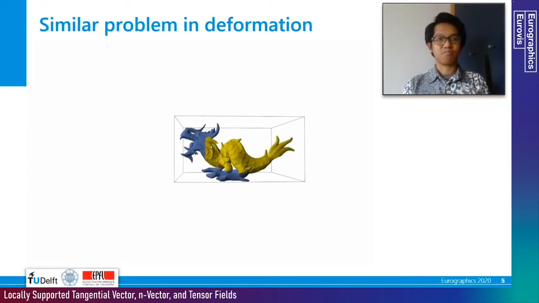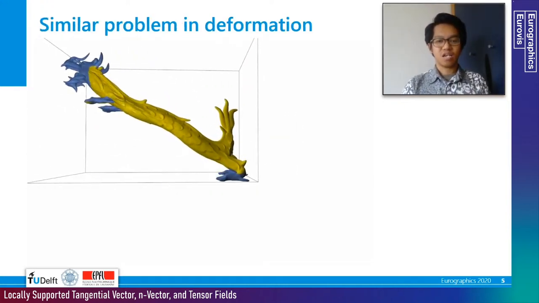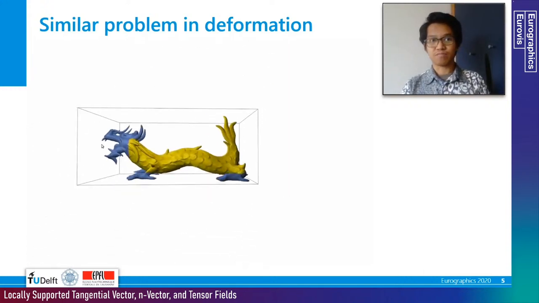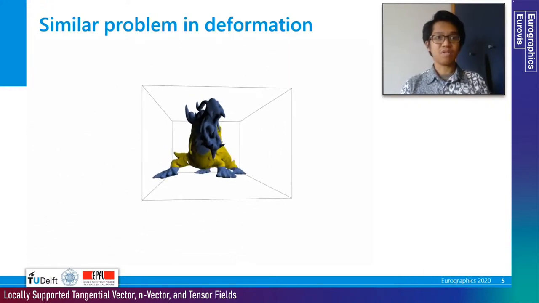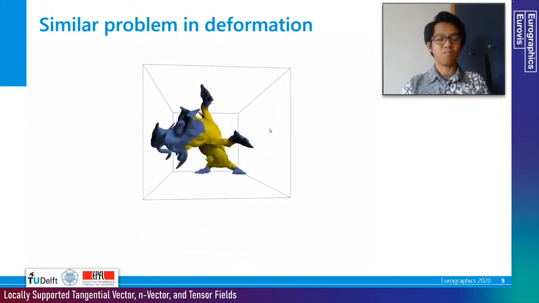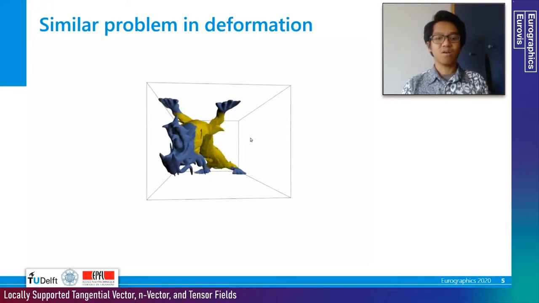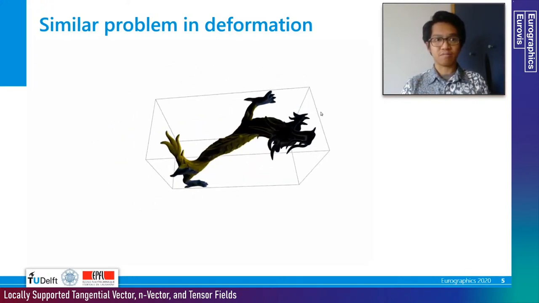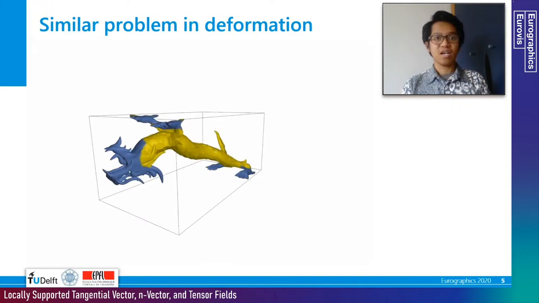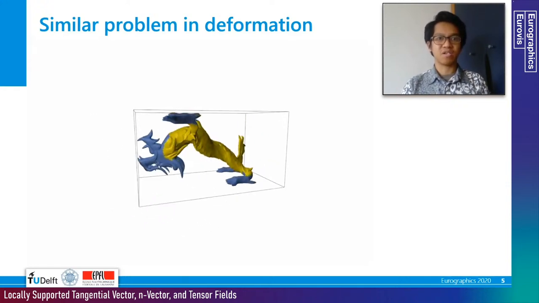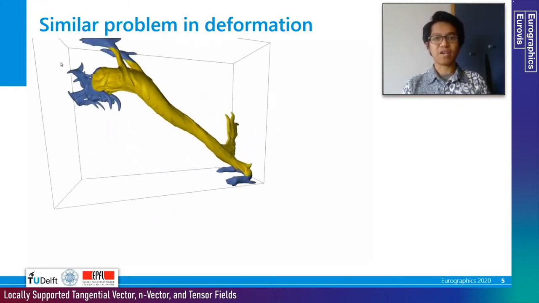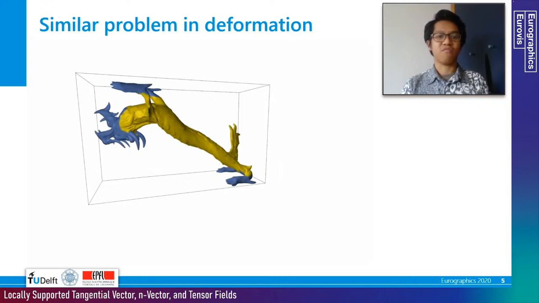For tasks like shape modeling or simulations, similar approaches are also used. In this example, we see a complex mesh that is deformed by a few handles only. And in fact, it is only a 40-dimensional subspace, while the mesh has several thousands of triangles.